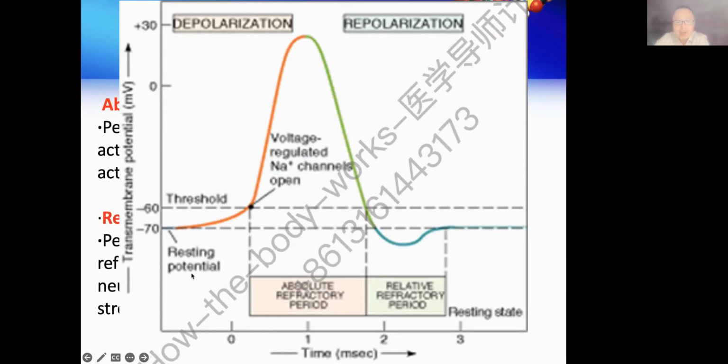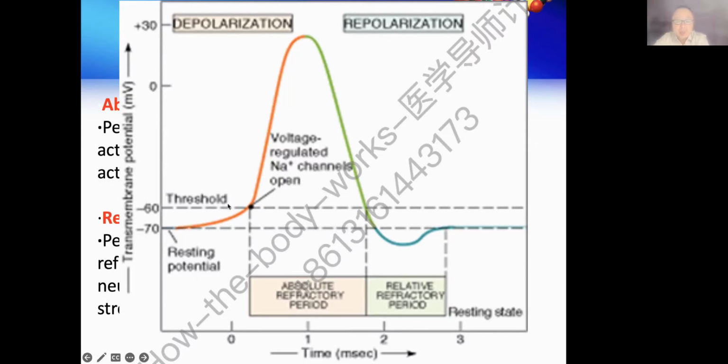So you can see, when the nerve cell is very calm, not excited, the transmembrane potential is around minus 70 MV. It is called the resting potential, which means the nerve cell is not excited, very calm, peaceful.